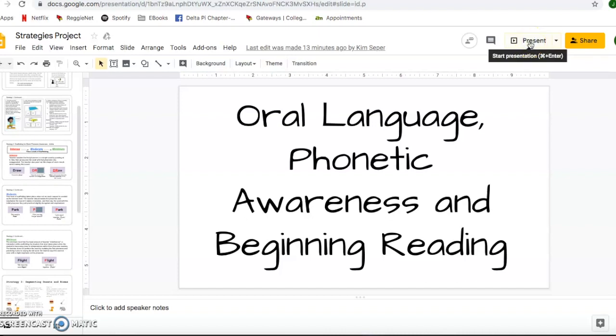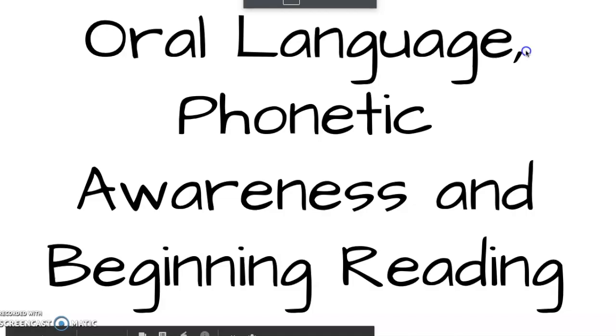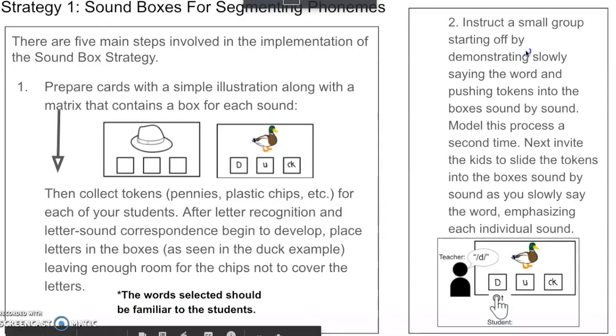Our presentation is on oral language, phonetic awareness, and beginning reading. The first strategy is sound boxes for segmenting phonemes. There are 5 main steps involved in the implementation of the sound box strategy.